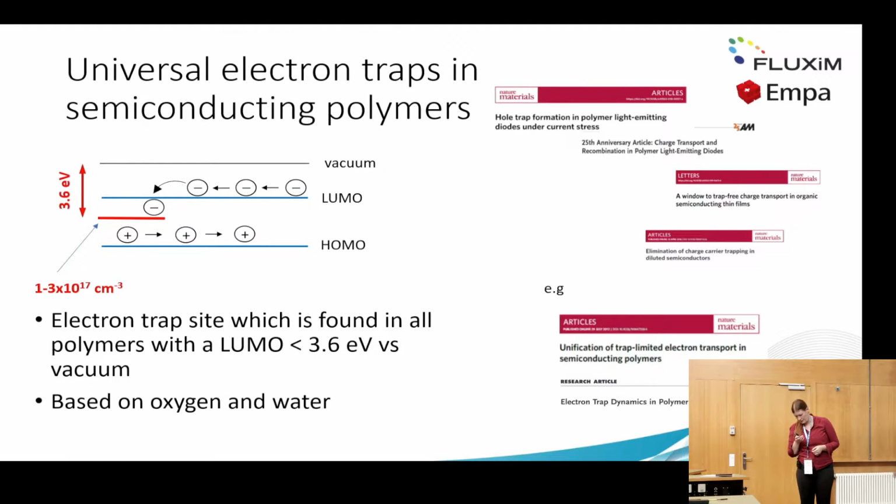One of these trap states is the water and oxygen-based trap state at around 3.6 electron volts below the vacuum level. And most of the polymers usually have a LUMO which is above this level. So this is in fact a trap state which lies in the gap between LUMO and HOMO and contributes to the slowing down of electrons inside those kinds of polymers.